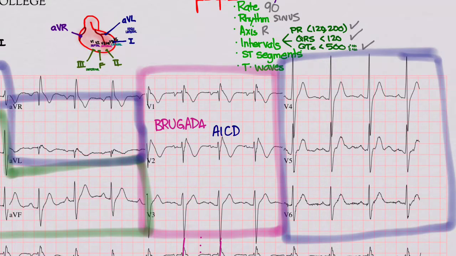So the lesson from this one here is look at this shape. You got this saddleback shape here, and if you have it in a patient who has had prior cardiac problems or there's early heart disease in their family, because this is a genetic disease, then these people need to get a defibrillator.